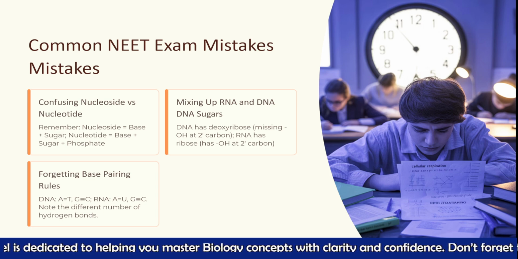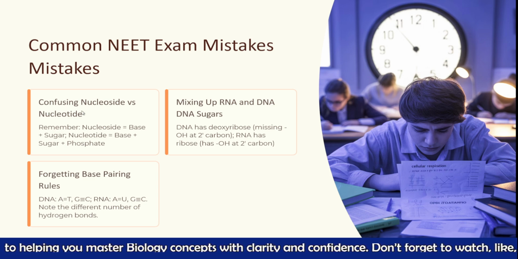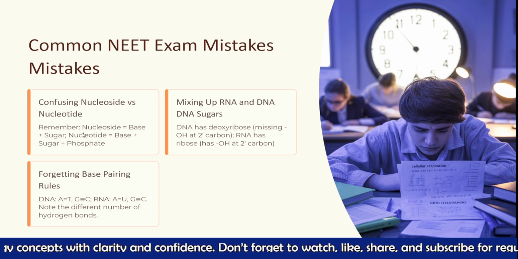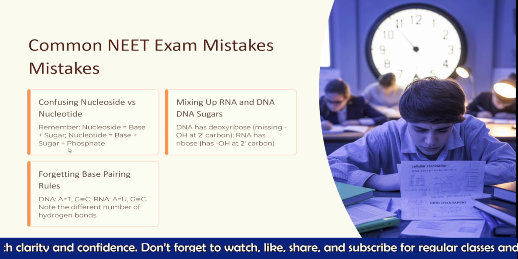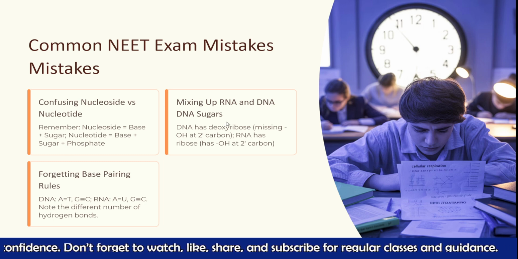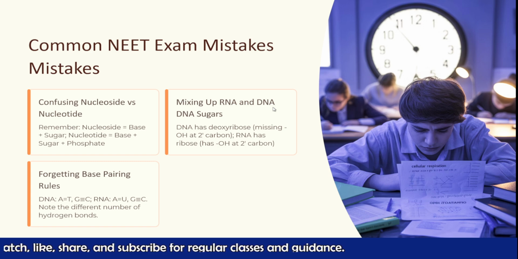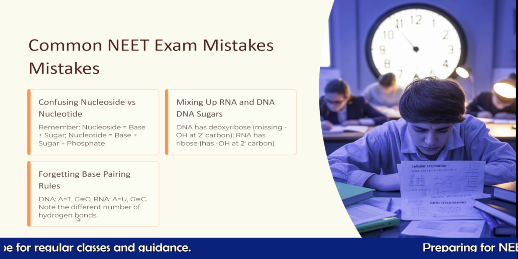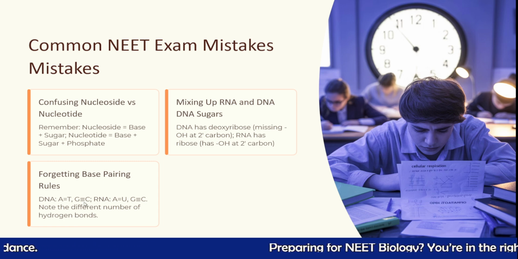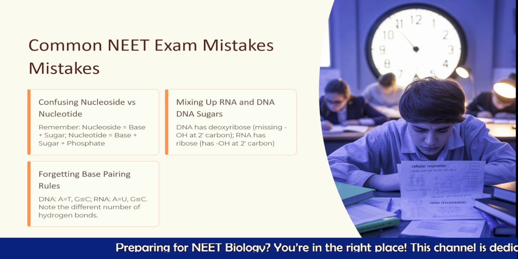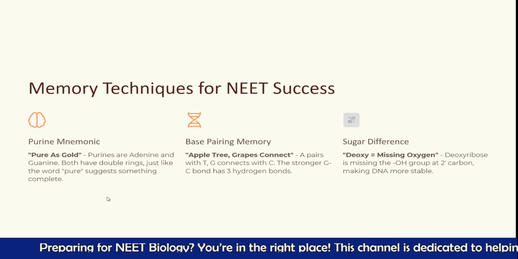Some common mistakes in competitive exams: you may confuse the nucleoside and the nucleotide. Remember, nucleoside is base plus sugar, but nucleotide is base plus sugar plus phosphate. Then RNA and DNA: remember, RNA has ribose sugar and DNA has deoxyribose sugar. And remember the base pairing: adenine always pairs with thymine and guanine with cytosine. And remember the hydrogen bonds also: 2 hydrogen bonds between adenine and thymine, 3 hydrogen bonds between guanine and cytosine.